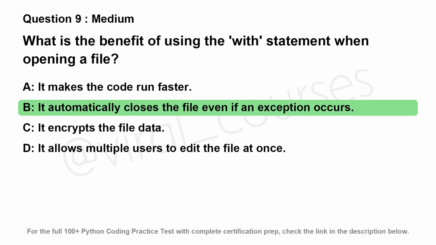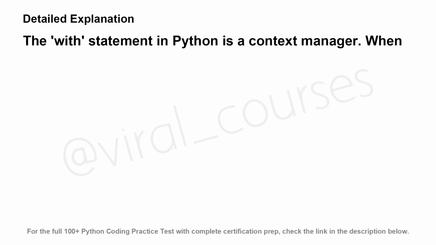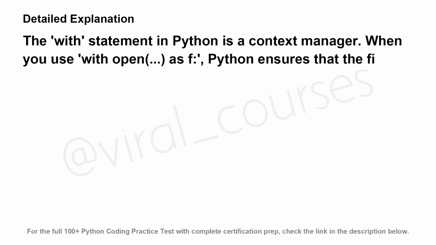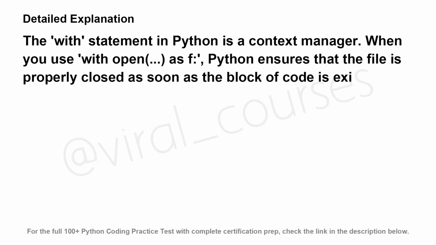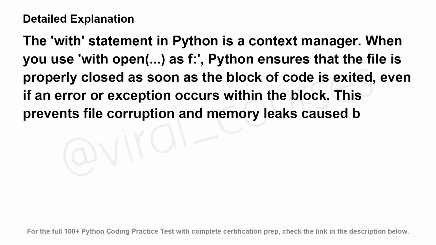The correct answer is B. The with statement in Python is a context manager. When you use with open as f, Python ensures that the file is properly closed as soon as the block of code is exited, even if an error or exception occurs within the block. This prevents file corruption and memory leaks caused by unclosed file handles.